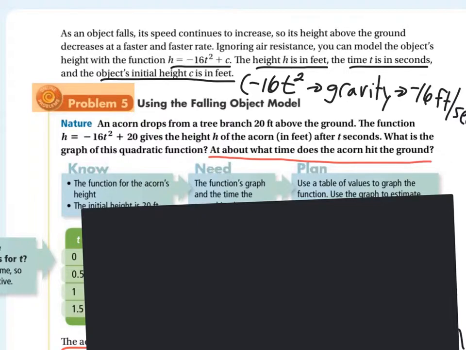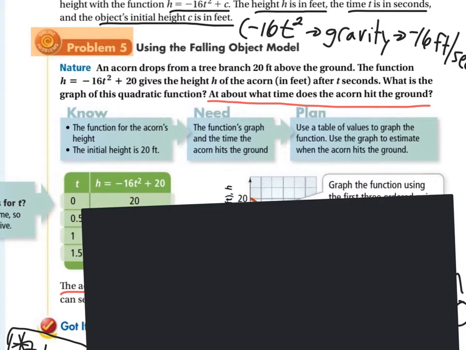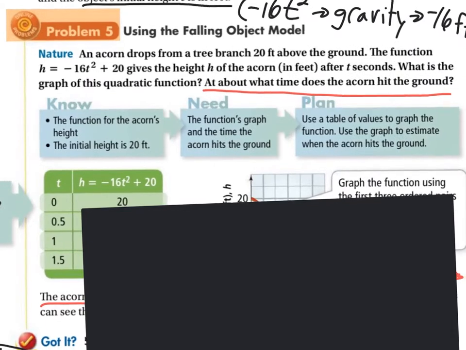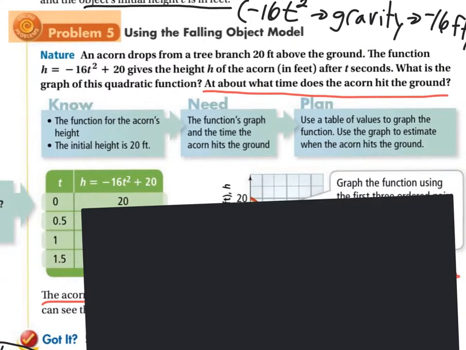So if you look at problem 5, an acorn drops from a tree branch 20 feet above the ground. So this is our function, the height of the acorn after t seconds. What is the graph of the function? And about what time does the acorn hit the ground?